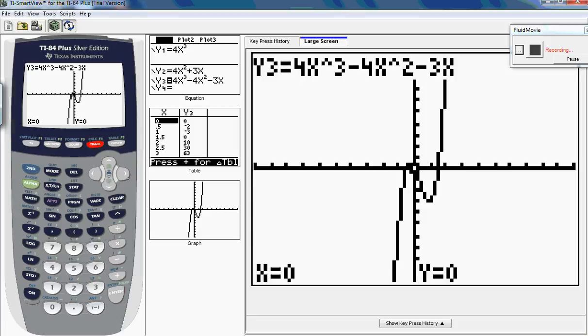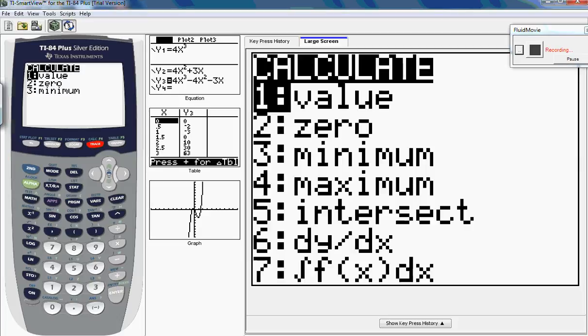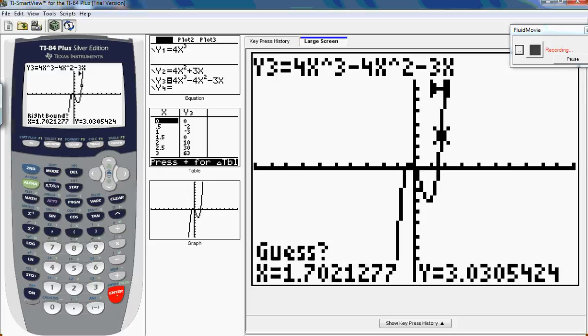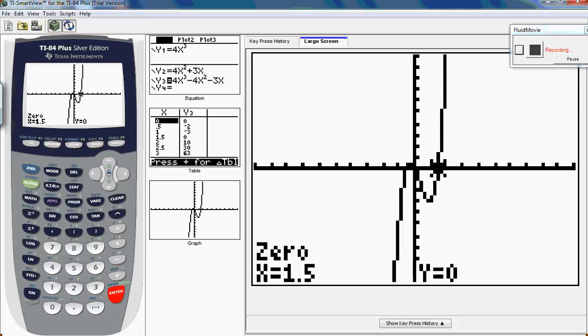And second calc, 0, left bound, gotta get across this relative min. Left bound, we're still below the x-axis. Right bound, guess, and this should be our 1.5. And it is. So those are two ways to solve this equation, or this question, this function equation, by graphing.